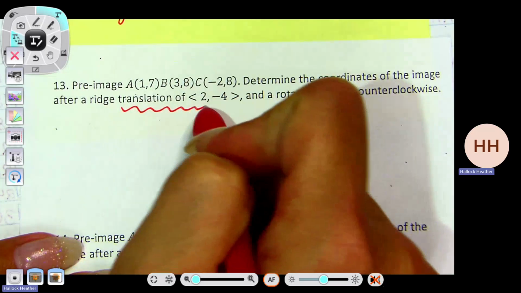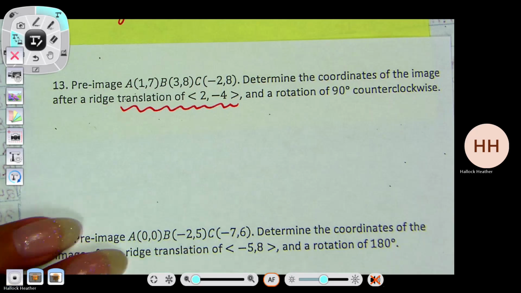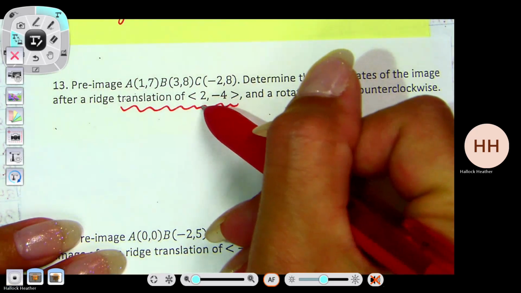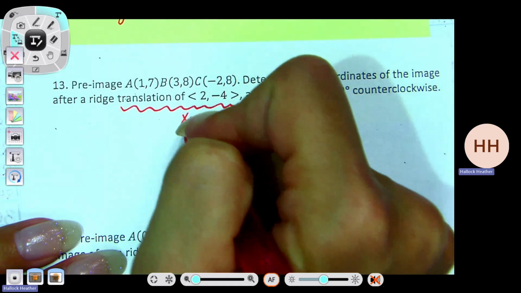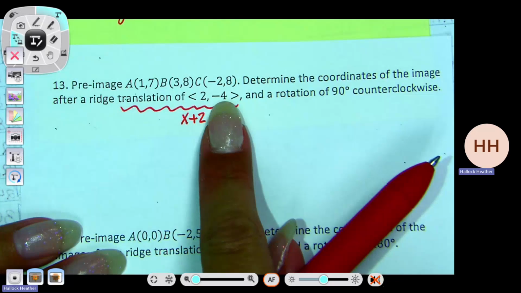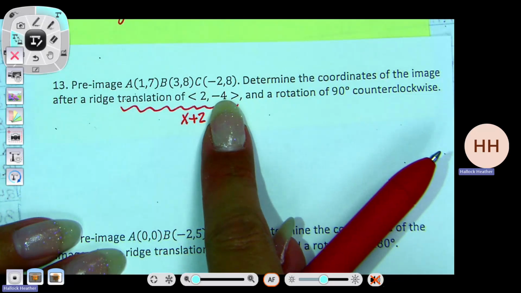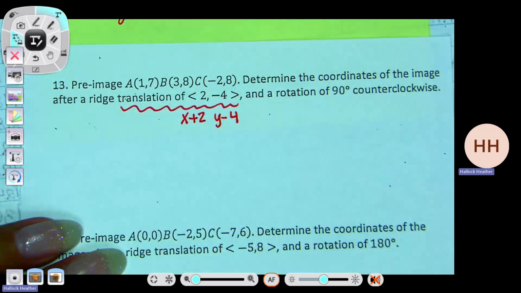What does that even mean in vector form? Am I going left or right? I'm going right because it's x plus 2, because it's positive. So it's going right 2. And then the y part is -4. So is that up or down? It's going down, so it's going to get smaller. So that's technically y minus 4. Okay, so we're going to do that part first.